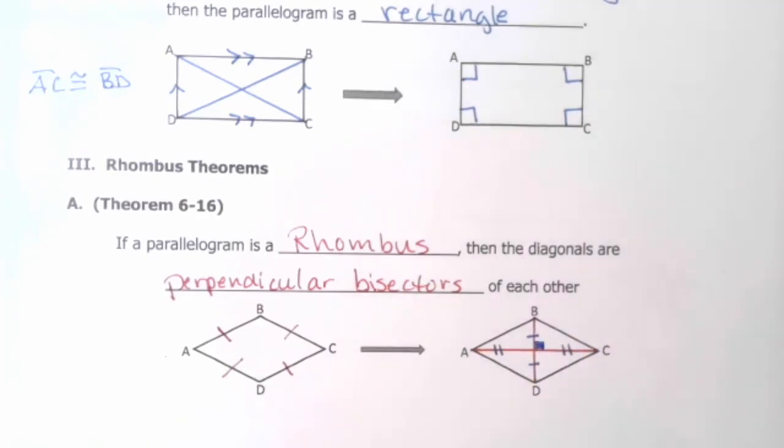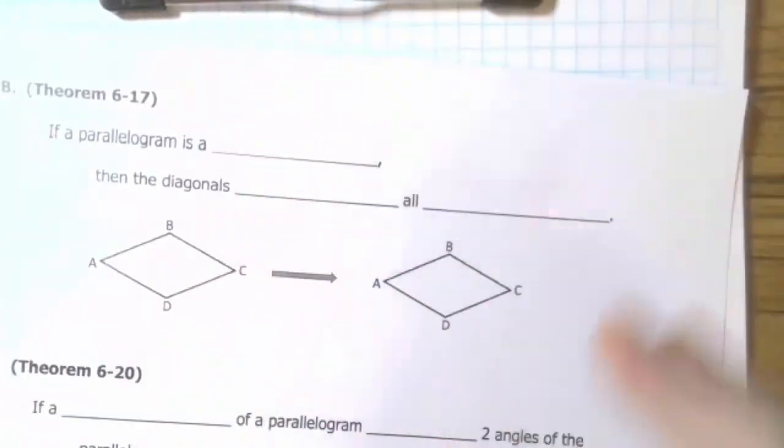So you get really nifty 4 right triangles. You can use Pythagorean Theorem with those. You can do all kinds of things with 4 right triangles. Okay, flip the page. That's our first rhombus theorem.